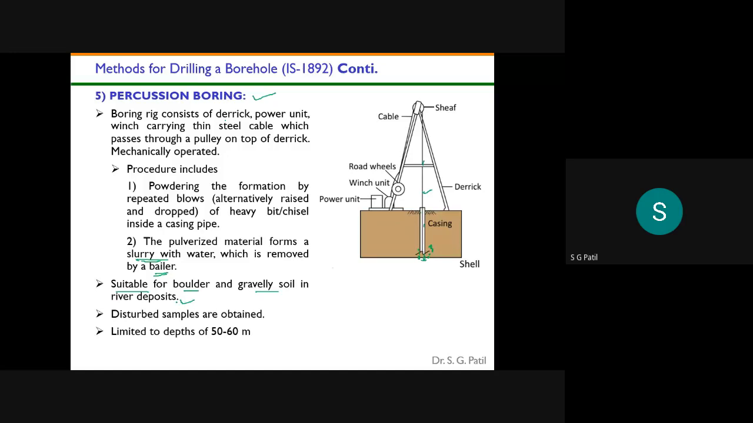Usually in the river deposit, what will happen? The gravel content will be high. In those circumstances, you can use this percussion boring. Here, through this boring, we will get disturbed soil samples. It is limited to a depth of 50 to 60 meters. The depth of investigation is limited to 50 to 60 meters.